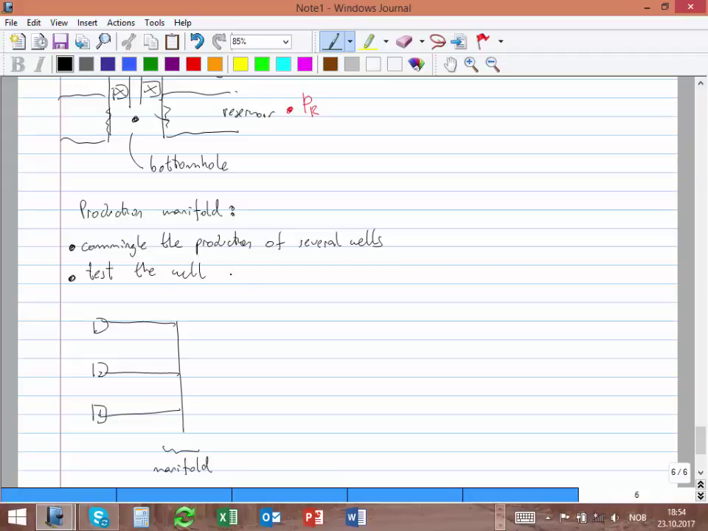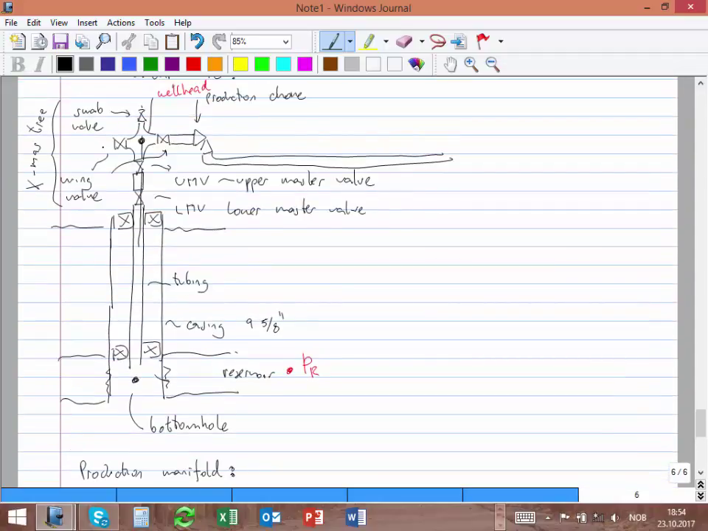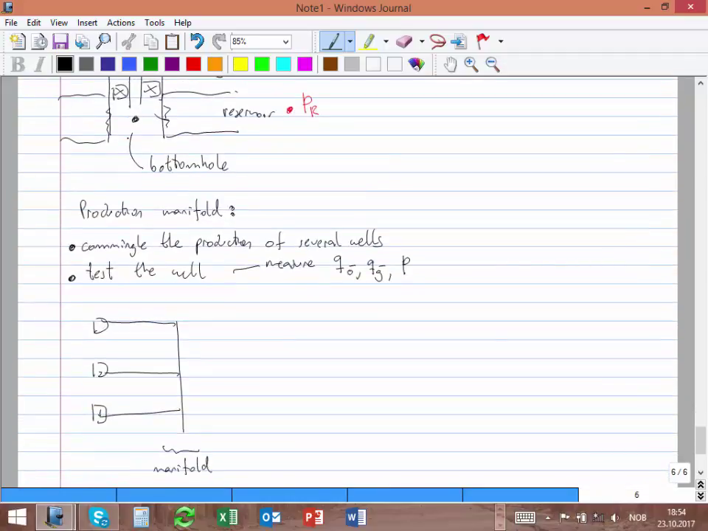Okay, what does it mean to test the well? It means to measure the rate, okay? How much it is producing, how much of oil, how much of gas, and what is the pressure? Which pressure are we measuring and reporting when we do a well test? Usually we stick here a gauge, and that valve has to be open, so that I measure that pressure, the wellhead pressure, when I perform a well test.